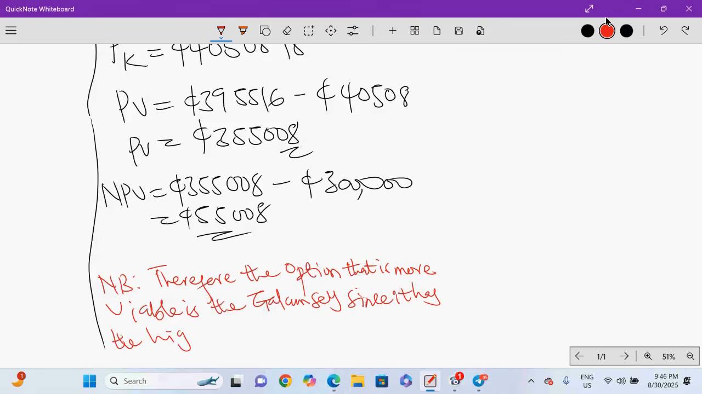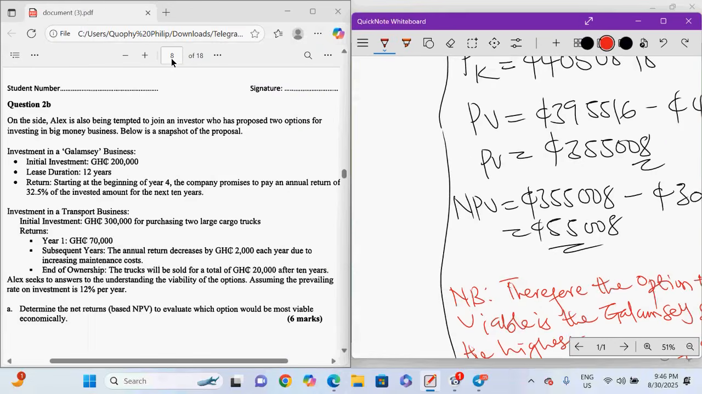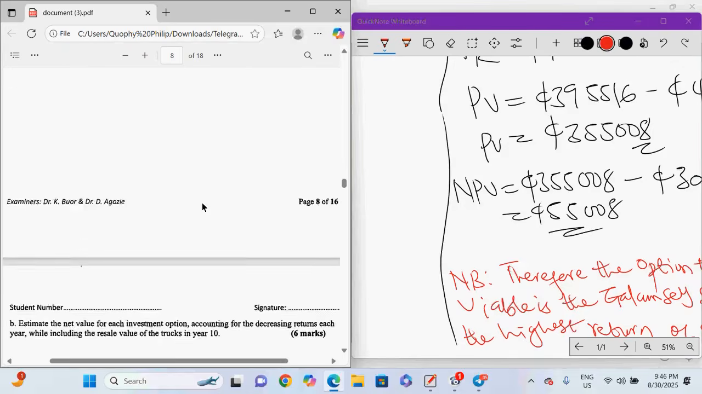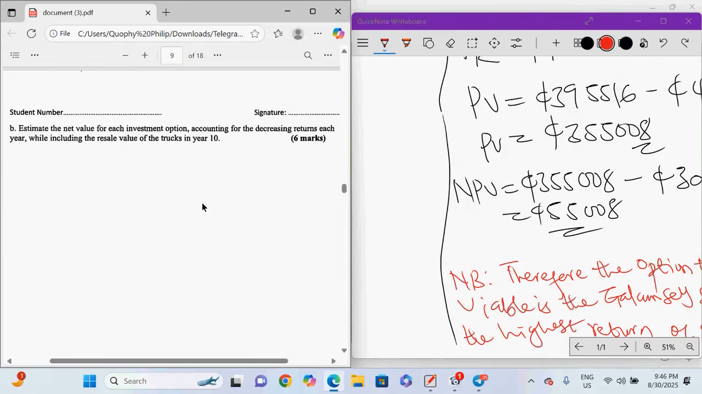Galamsey, since we can put it on top of the rest. I'm not sure they will take it. If I put it the highest return, and you have to push it to the back, that one they will know their question. 92,781, right? Okay. So that is it. So the B.